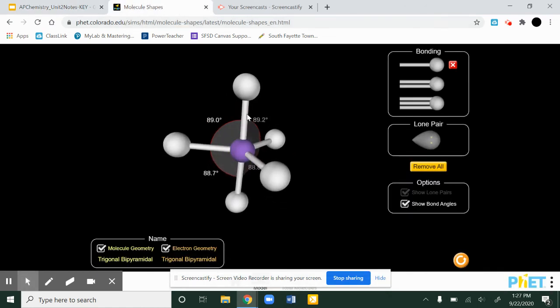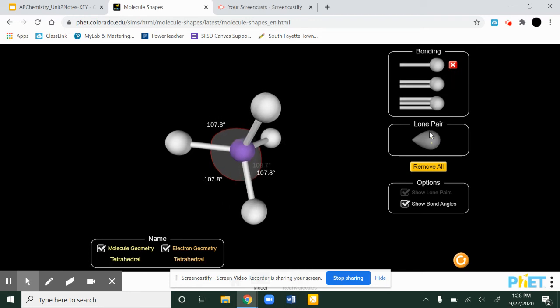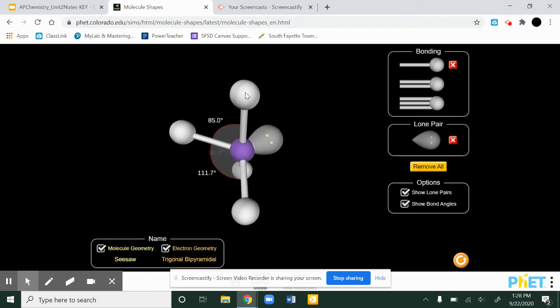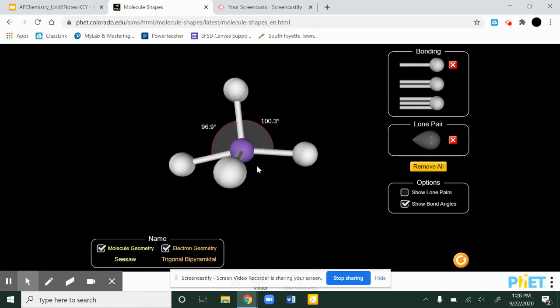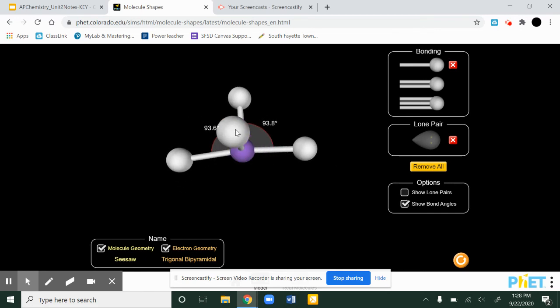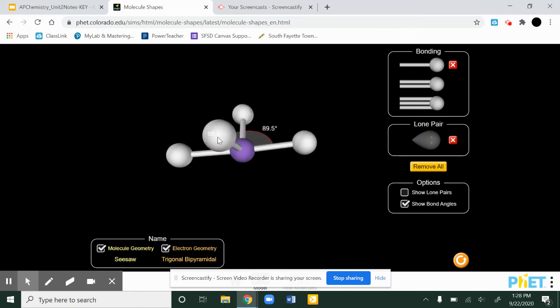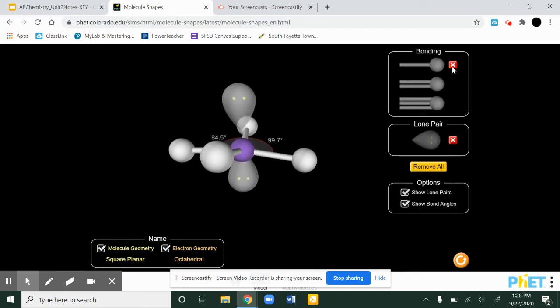Starting with our base arrangement, which is 5 bonding domains, trigonal bipyramidal. Take a bonding pair off, add a lone pair. Now, it kind of looks like a seesaw. Why does it look like a seesaw? Rock it back and forth. Here's my seesaw, and here's the axis that it would bounce back and forth on. This is called a seesaw arrangement. It has 1 pair of electrons in the triangle.